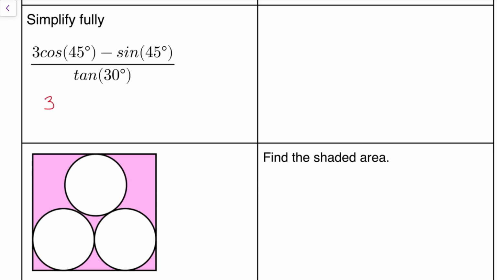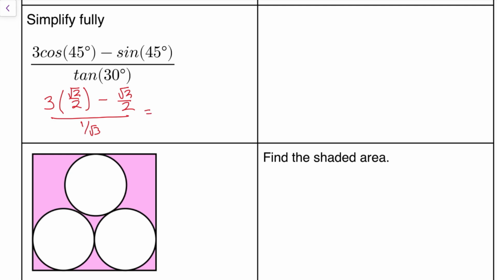So I've got 3 cos of 45, which is root 2 over 2, or 1 over root 2, minus sine of 45, which is also root 2 over 2, and I'm dividing that by tan 30, which is root 3, and actually it's not root 3, is it? It's 1 over root 3. Again, bit of an aside, this is why you need to make sure you learn them, so you're not messing around in the exam trying to remember what they are.